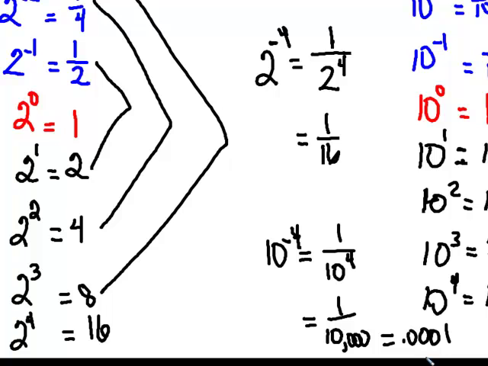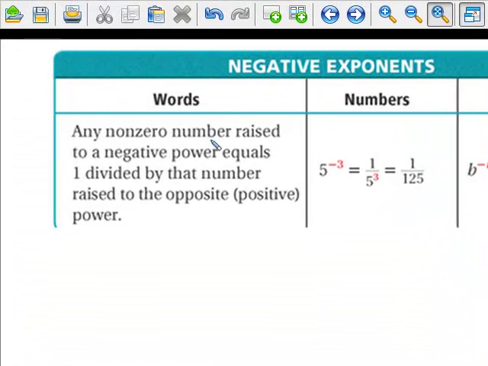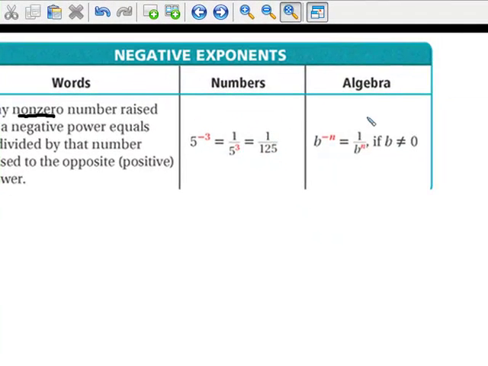So here, the next slide is giving you the official rule. Any non-zero number, so we're taking a non-zero number raised to a negative power. Non-zero means it could be a negative base, but it can't be zero here. If we raise it to a negative power, it equals 1 divided by that number raised to the positive power. So 5 to the negative third is really 1 over 5 to the positive third. 5 to the third is 5 times 5 times 5, so it's 1/125.